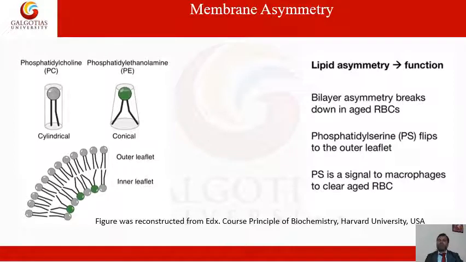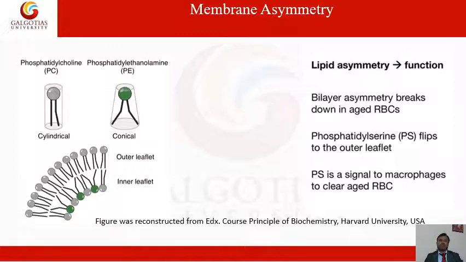So with the help of the fluid mosaic model, we can also understand the membrane asymmetry. In the cell membrane, the outer lipid bilayer is made up of phosphatidylcholine. You can see in the figure here, this is the phosphatidylcholine. So phosphatidylcholine is present on the outer leaflet, while phosphatidylethanolamine is present in the inner membrane of the cell membrane.